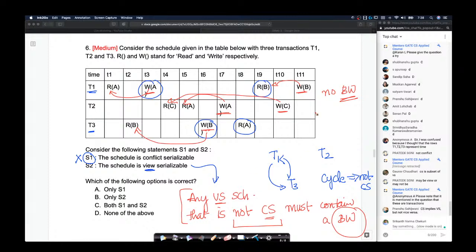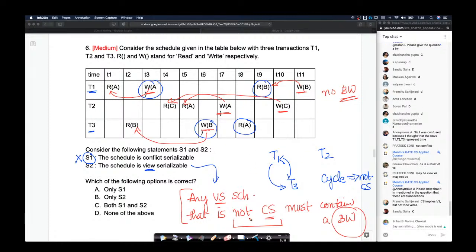If this were to be view serializable, because we already know that it's not conflict serializable, for it to be view serializable, it must contain a blind write. The fact that it doesn't contain blind writes means that it is not view serializable also. So this is a very interesting property that you can use.